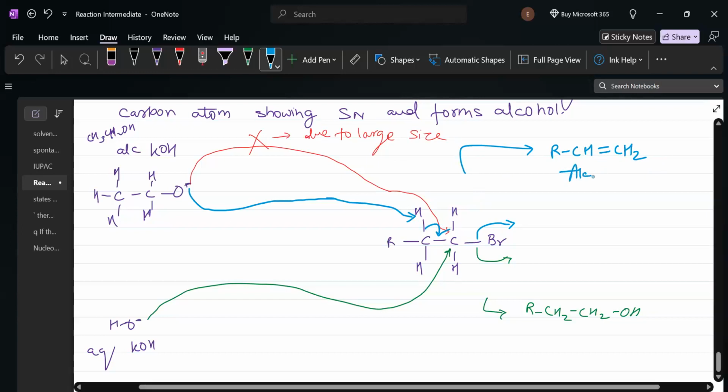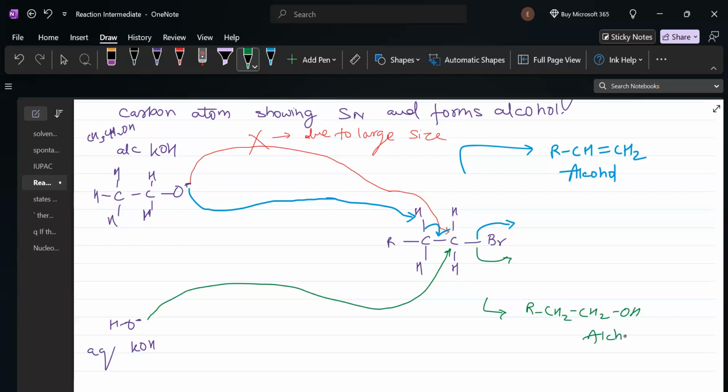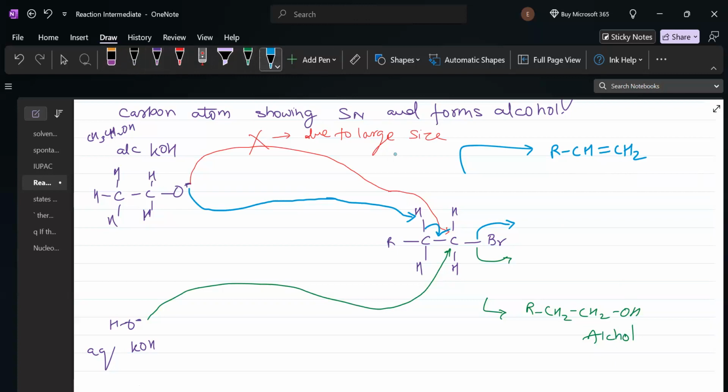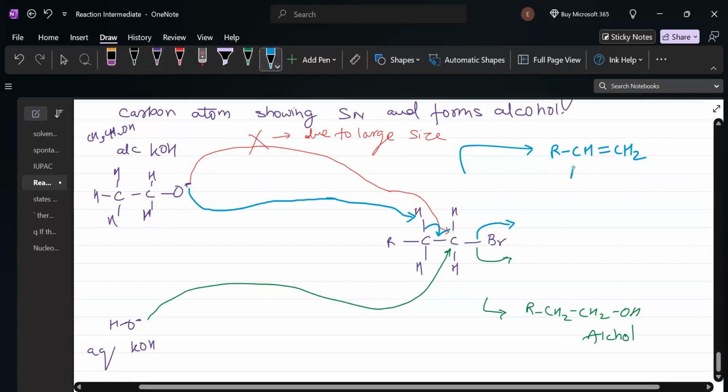So you understood who is the real culprit here? Yes, sir. OH. No, no, no. Why is it not forming an alcohol? Why is it forming alkene? Khadija, you tell why it is forming alkene. Who is the real culprit? What is the driving force that alkene should be formed, not alcohol?